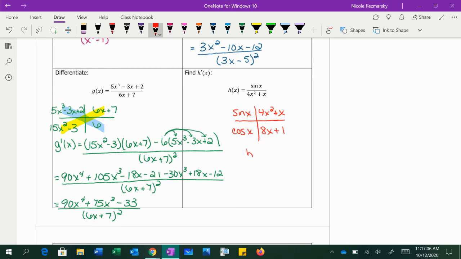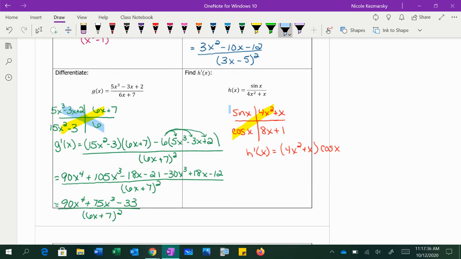So then I'm going to say h prime of x equals, I'll do the first diagonal, so cosine times the upper right-hand corner. So that's going to be 4x squared plus x times cosine of x. Okay, and I put the x's in front on purpose because otherwise it gets a little ambiguous as to what we're taking the cosine of. So cosine should usually go last.